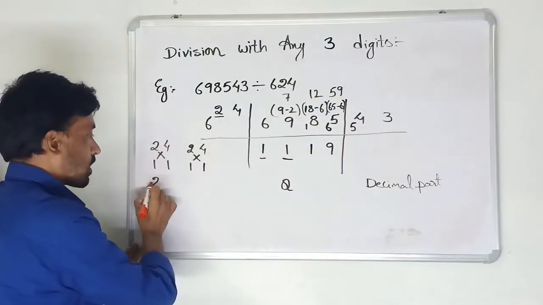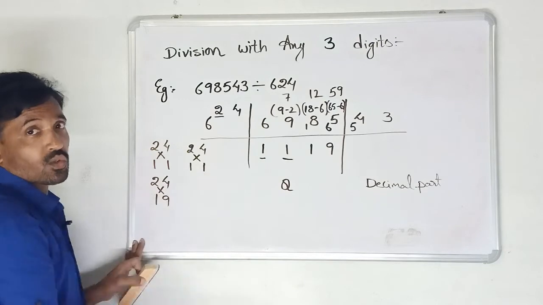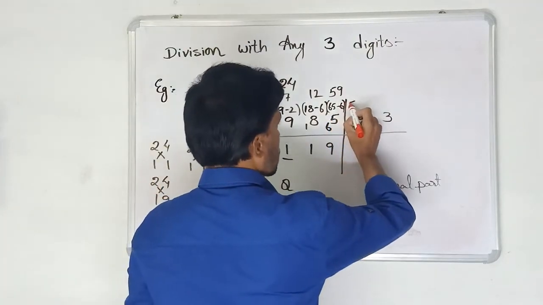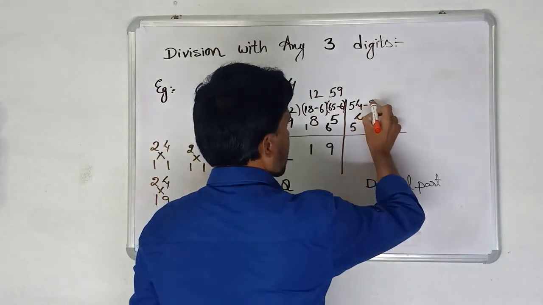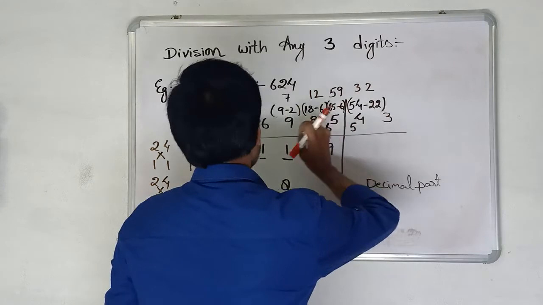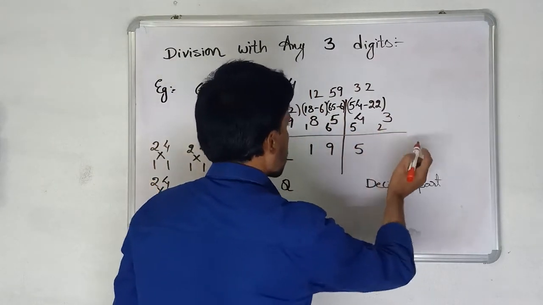Now the suffix 24 goes under 1 9. Now we do cross multiplication: 2 times 9 is 18 and 4 times 1 is 4. 18 plus 4 is 22, and 54 minus 22: 4 minus 2 is 2, 5 minus 2 is 3. 6 divides 32 in 5 times. Here I am taking it like this.